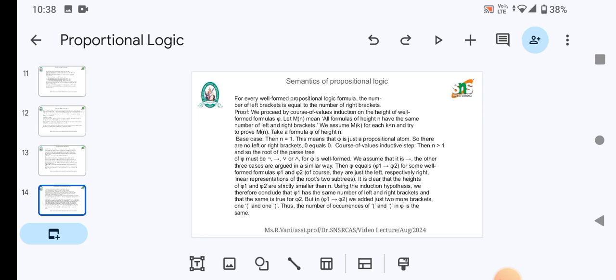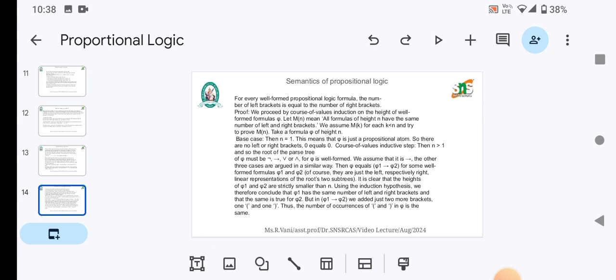Take a formula phi whose height is n. We have to prove the claim in two cases: one is the base case and the next is the inductive step. In the base case, n equals 1, so phi is just a propositional atom. So there are no left or right brackets, the count is 0.